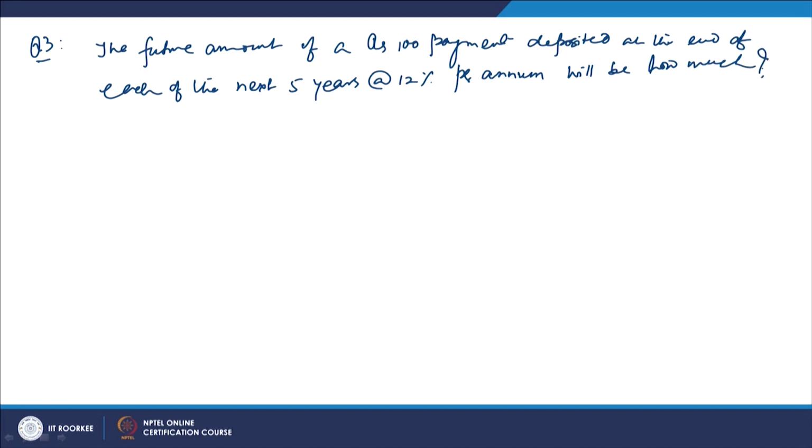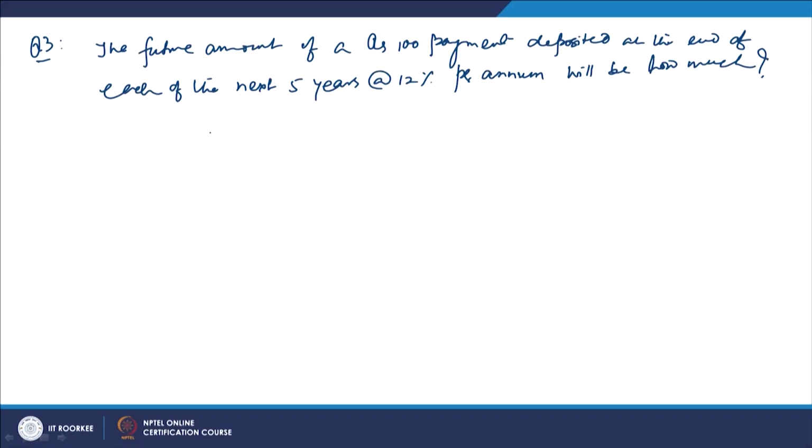Now, in this case you need to have the future amount. You are depositing rupees 100 every year end, and that too for the next 5 years. So, this is the example of the annuity, basically equal payment series factor, and in this case you are going to use the equal payment series compound amount factor, and we know that for that the equation has such form. So, you need F, and you have A as 100, I is 12%, and n is 5.